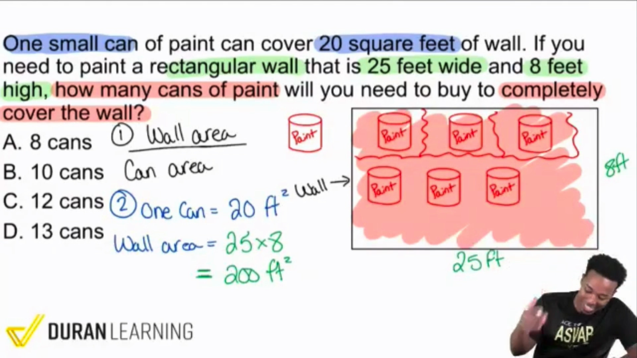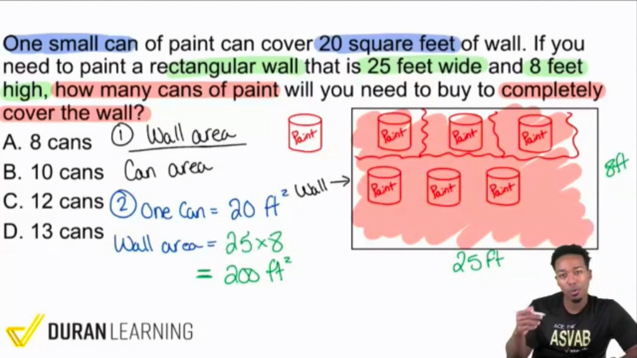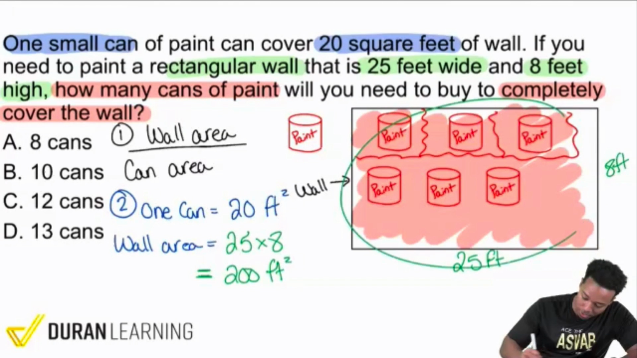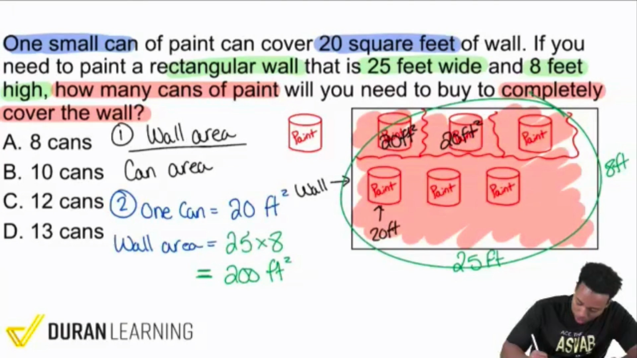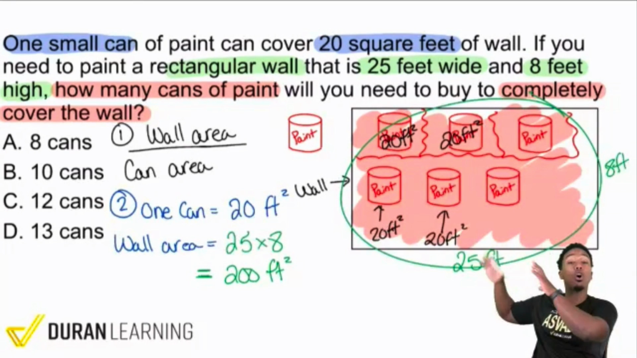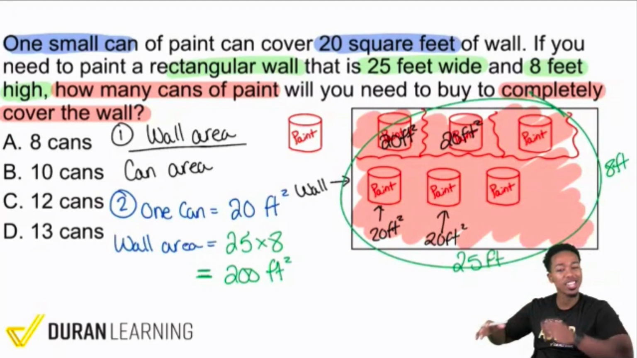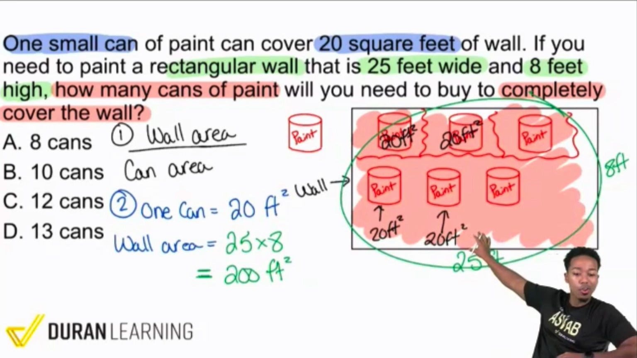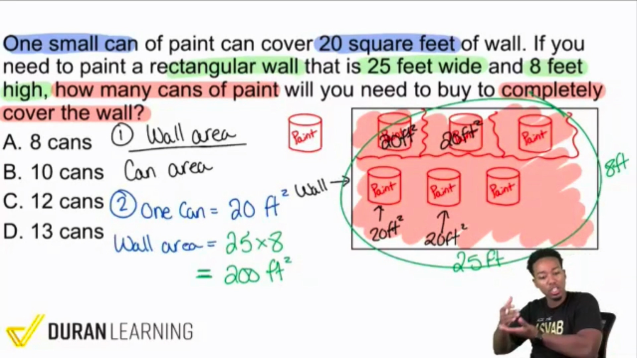And so with that said, everybody, do we have what we need here? Think about it. The whole wall is 200 square feet. And what we're looking for, with every can that we have here, and let me try to use a different color, every can is 20 square feet, 20 square feet, 20 square feet. We're basically seeing how many of these we need to cover the whole wall. Are we starting to see how this is coming together? Divide the whole area of the wall by how much each can covers.